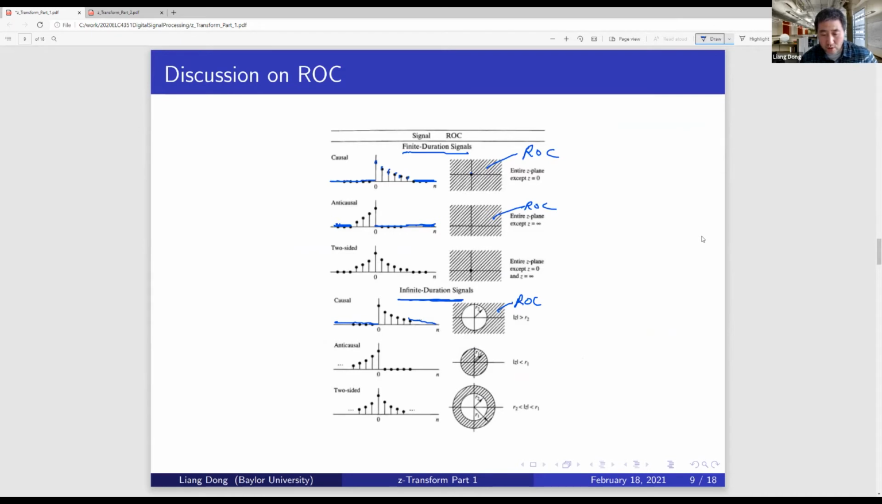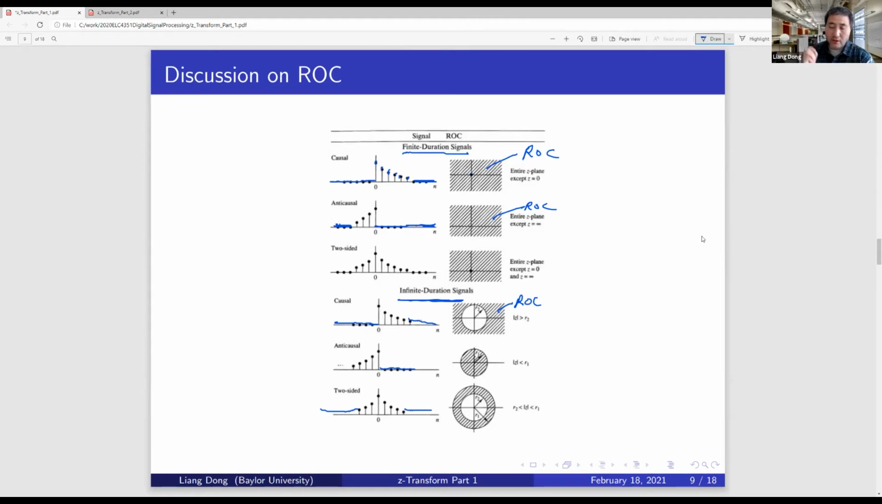Similarly, I got an anti-causal system. So I will have this region of convergence that's the interior of a circle, which the circle is defined by R1. Two-sided and infinite duration, so it goes on forever. Then I have the general form, which is a dish, bounded by R2 and R1. Another extreme example: if R2 is a larger number and R1 is a smaller number, then it just degenerates into an empty set.